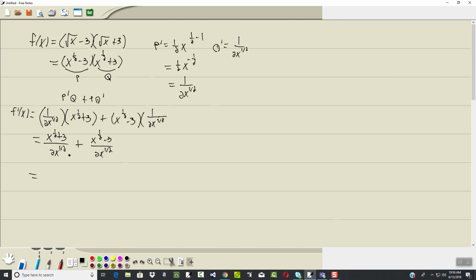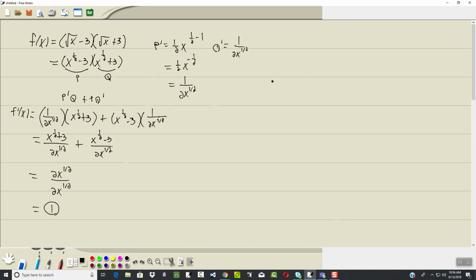Now since they have the same denominators, I can add together the top parts. X to the 1/2 plus x to the 1/2 gives me 2x to the 1/2. The 3 minus 3 drops away, and we got 2x to the 1/2 down below. And since these are the same, this gives me 1, and that's my answer.